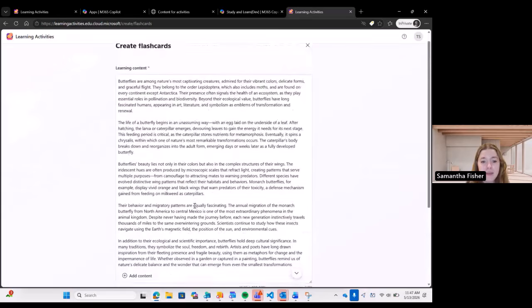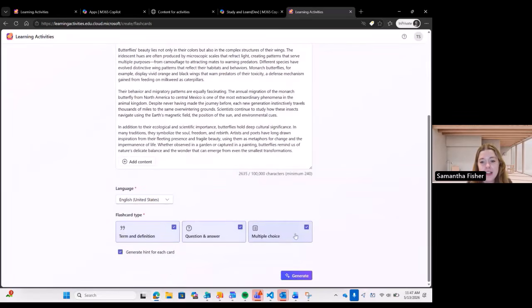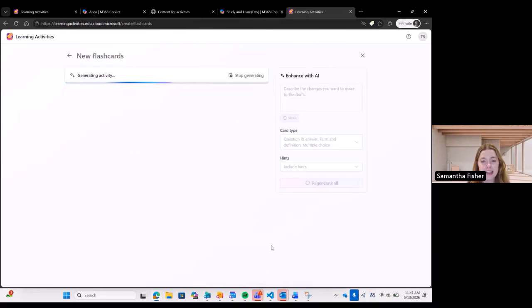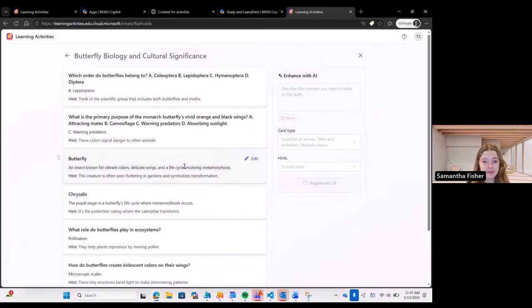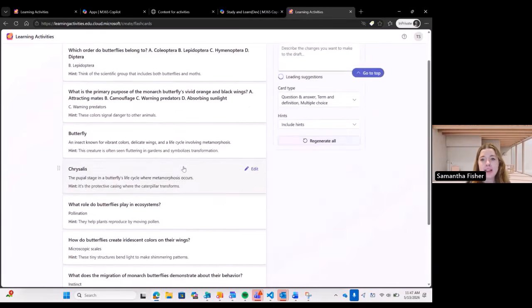So once I've added my content and selected my language, I can go ahead and get started. I can turn off the hints, but I like it. I like kind of having the hint, and you'll see why. Okay, I'm going to select generate now. Awesome.